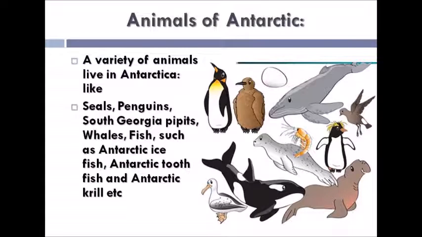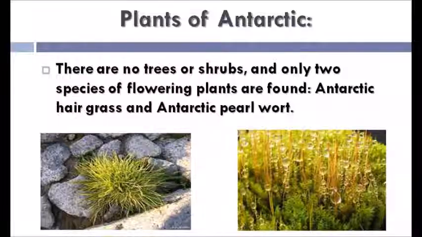Animals of Antarctic region. A variety of animals live in Antarctica like seals, penguins, South Georgia pipits, whales, fish such as Antarctic icefish, Antarctic toothfish, and Antarctic quills, etc. Plants of Antarctic. There are no trees or shrubs, and only two species of flowering plants are found: Antarctic hairgrass and Antarctic pearlworts.